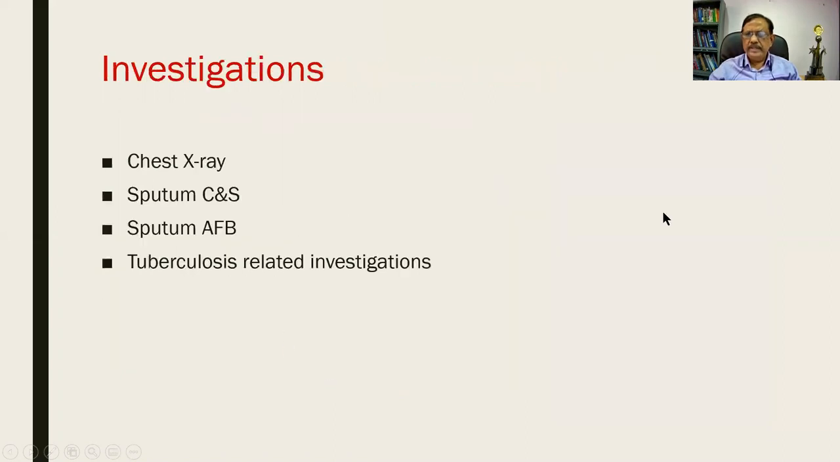The investigations that can be done, obviously a chest X-ray, that is what we had seen earlier. Sputum can be taken for culture and sensitivity. Sputum for acid-fast bacilli. Any cough with expectoration, this is mandatory. And if the patient has got any history of tuberculosis, relevant investigations will have to be done.